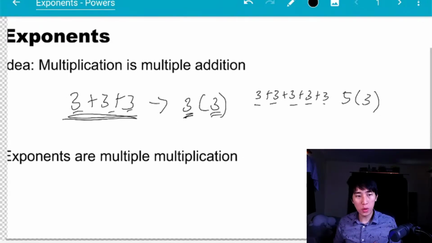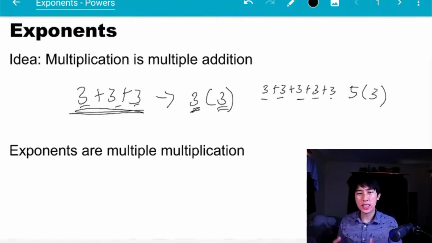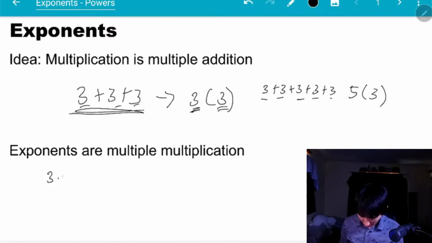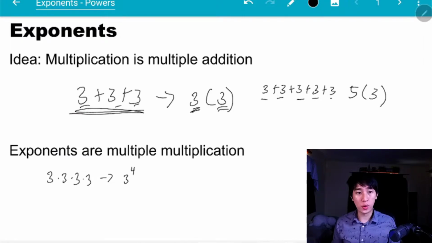Now, when we're doing exponents, it's basically the same thing, but instead of telling us how many times we add something, we're saying how many times we multiplied that number. So if I have 3 times 3 times 3 times 3, that says I'm multiplying 3 four times. I'm multiplying the same number 4 times, and this is 3 raised to the 4th. That little number up here is called an exponent. It's also called a power. They're interchangeable at this point.